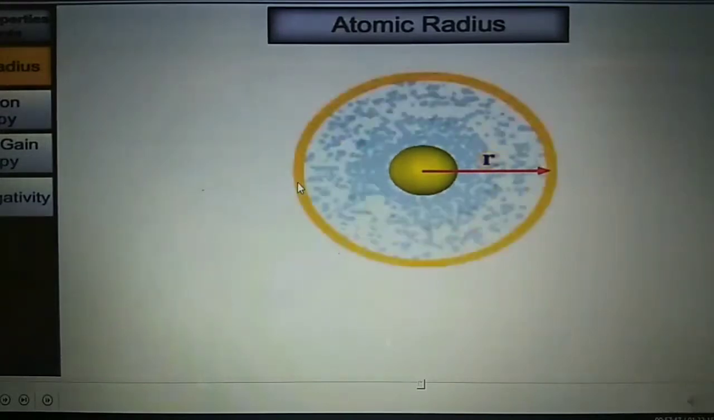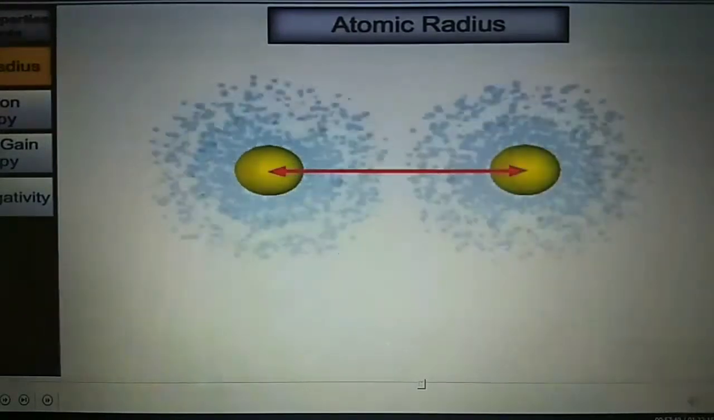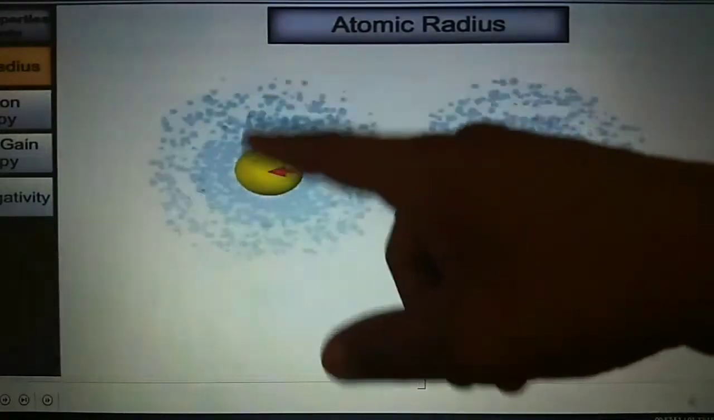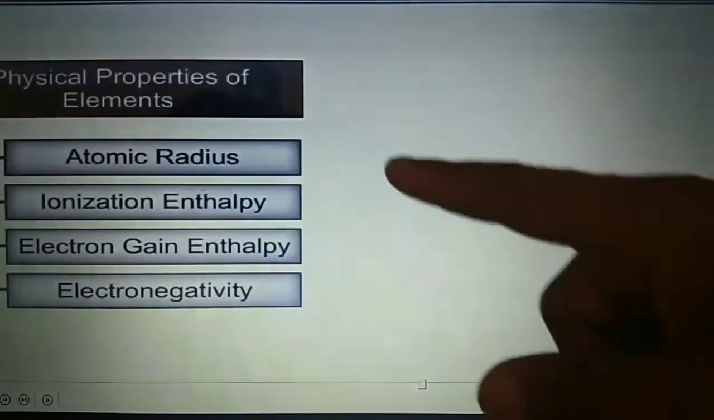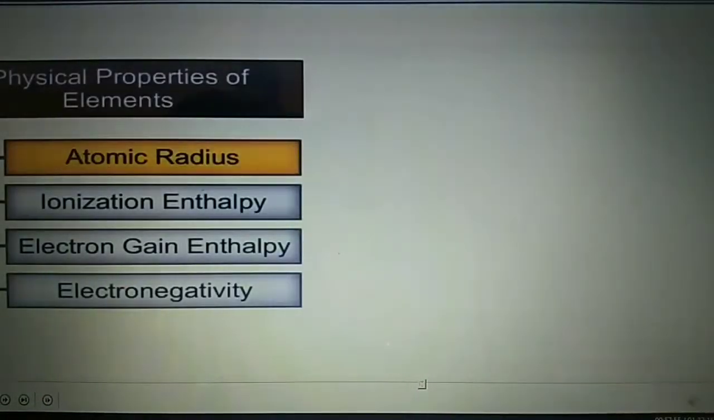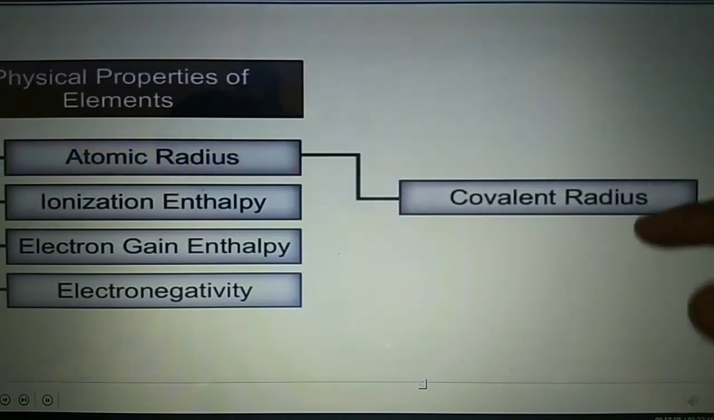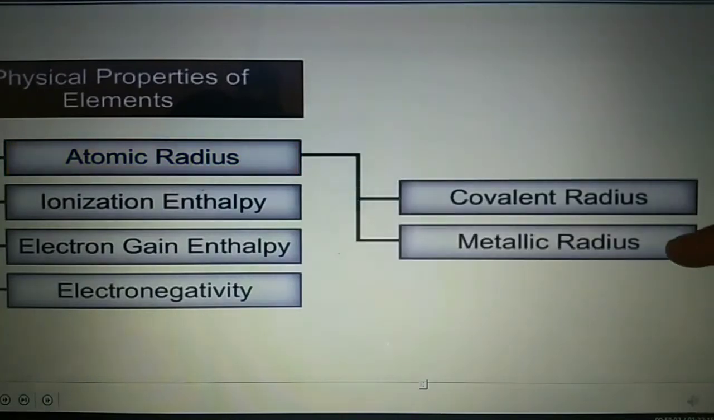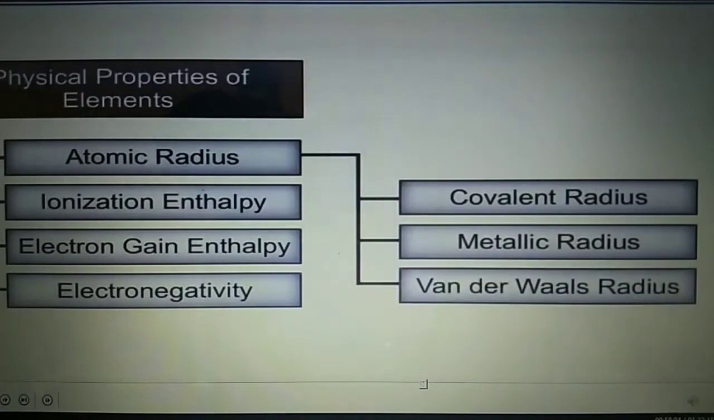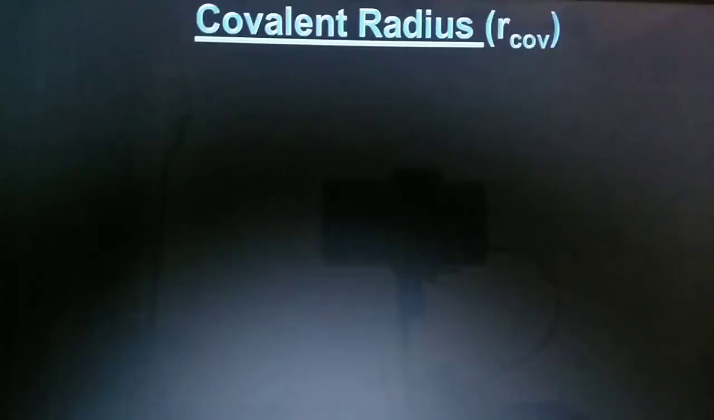So in order to measure it, first we are going to understand the combined state of two atoms, for which we will define the three types of atomic radius. The covalent radius, the metallic radius, and the van der Waals radius. Let us have a look at the covalent radius.